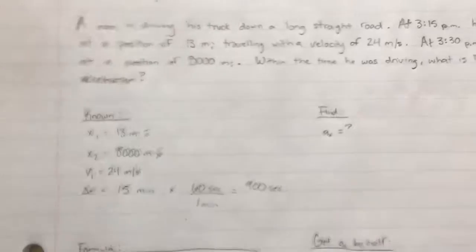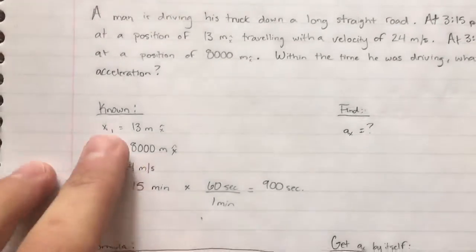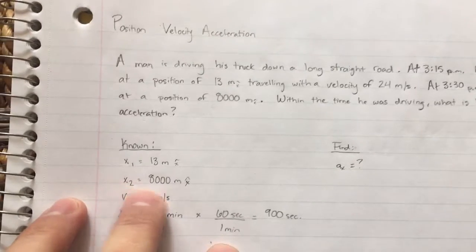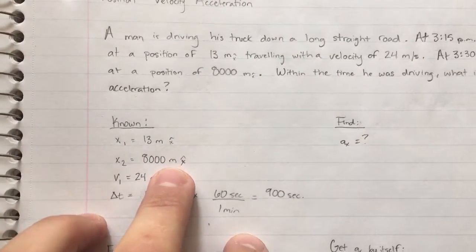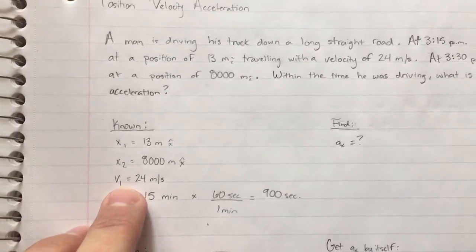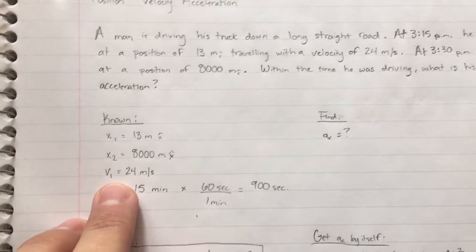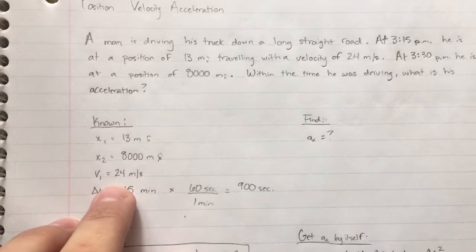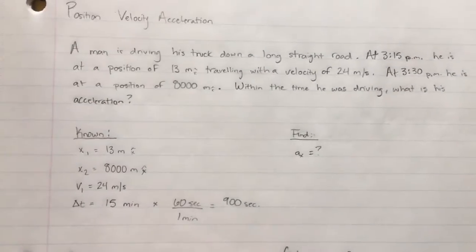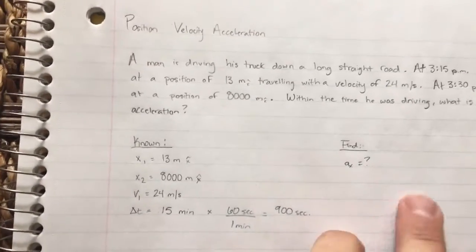So for here, we're going to write down our knowns. Our first position is 13 meters. Our second position is 8,000 meters, both in the x direction. Our first velocity is 24 meters per second. Now we don't have our second velocity, so we're going to use a different formula to find just the acceleration.